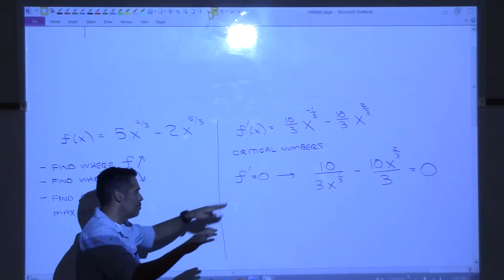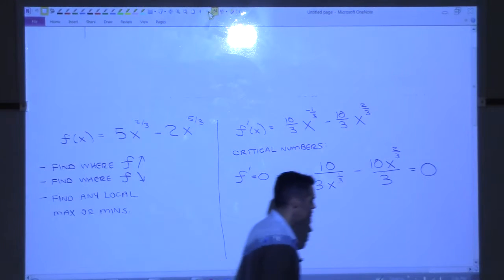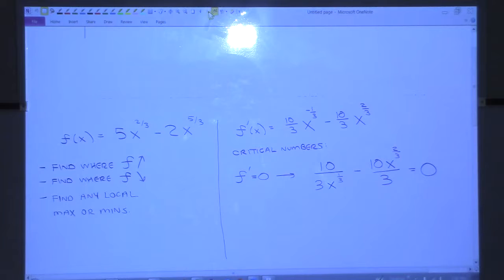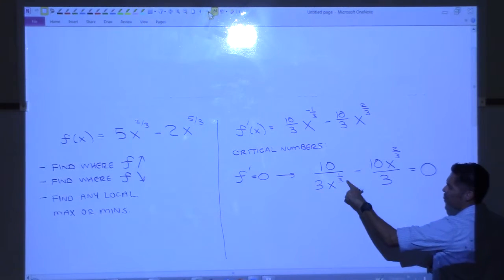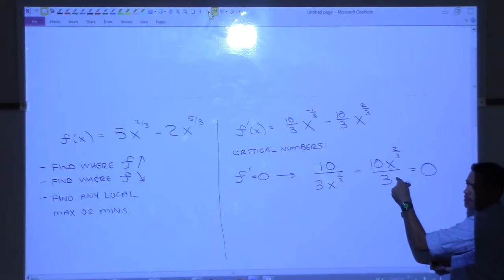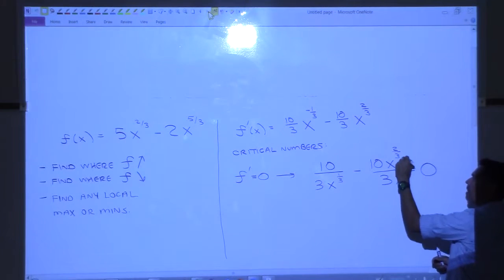I'll illustrate this a little more. Let's work through this first. Let's get a common denominator and see where we go. All right, so what do I need? What's my common denominator? 3x to the 1/3. So this is just missing an x to the 1/3. So I put x to the 1/3 here, and I do it on the top, right?